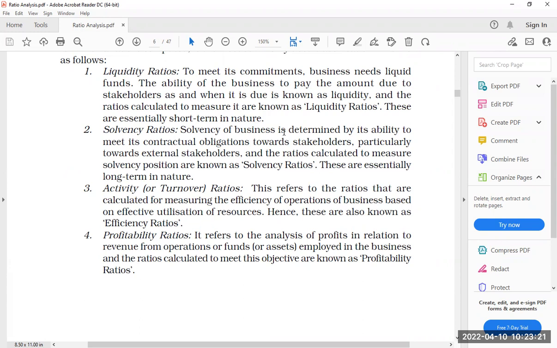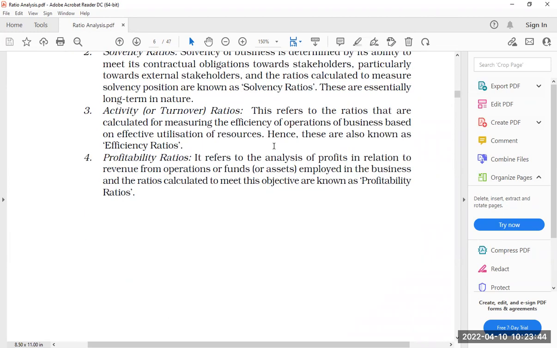One more thing. This is purely mathematics, actually. Those who do not even know accountancy, no problem. It's only division. 4 by 2, A by B. Only that logic. But what is to be A? What is to be B? That needs a little accounting understanding. So let us see all the ratios one by one. First, we can go with liquidity ratios.